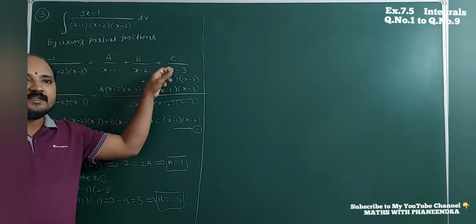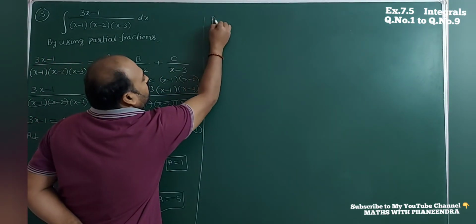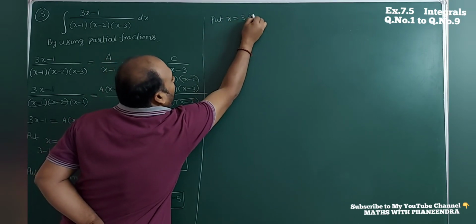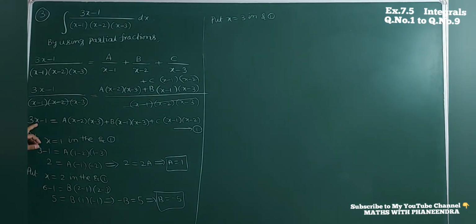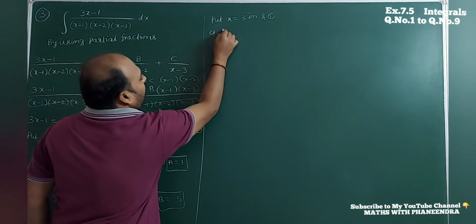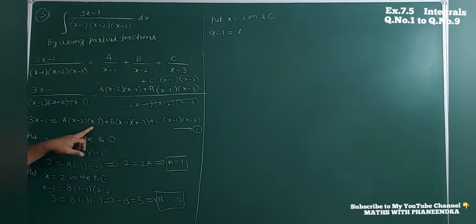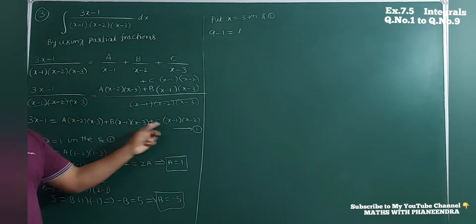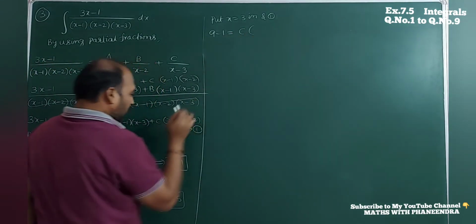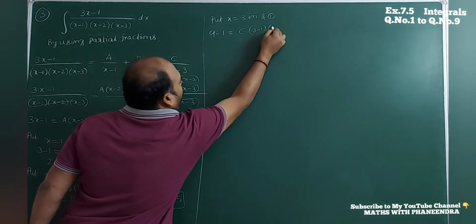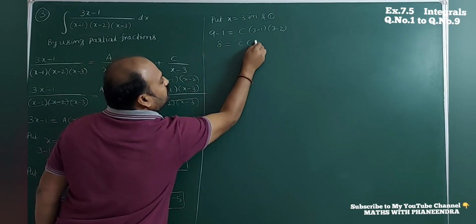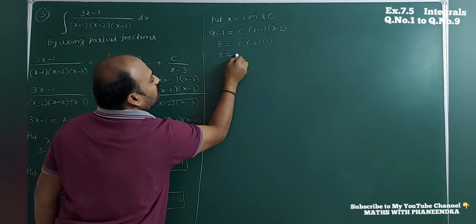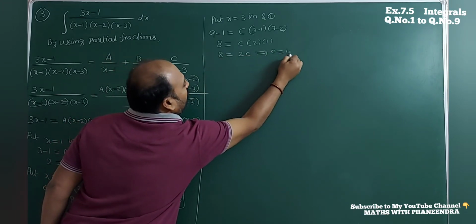To get the C value, put x equal to 3 in equation 1. So 3 into 3 is 9, 9 minus 1 equals... substituting x equal to 3, the first term has 3 minus 3, which is 0, and anything times 0 is 0. Here also 0, so except this one: C into (3 minus 1)(3 minus 2). 9 minus 1 is 8, 3 minus 1 is 2, C into 2 into 1. So 8 equals 2C, that implies C is equal to 4.